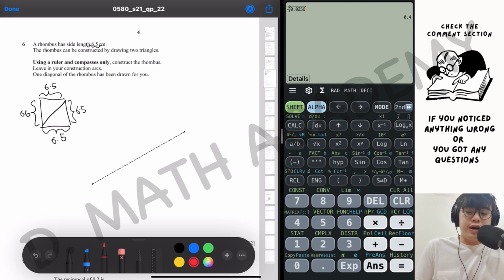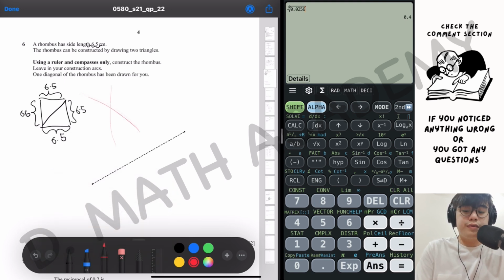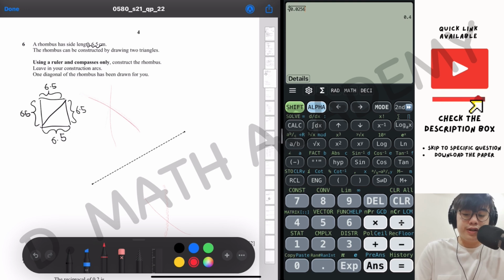So roughly the answers that they expect you to write down will have 2 arcs here. One of them over here, and the other one should be somewhere around here. Same thing, repeat the same size, 6.5 cm and another 6.5 cm. So the intersection point will be where the rhombus is located.